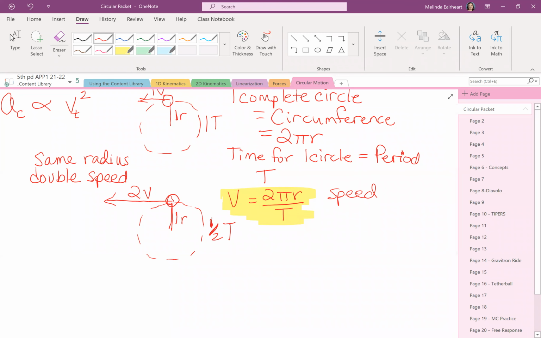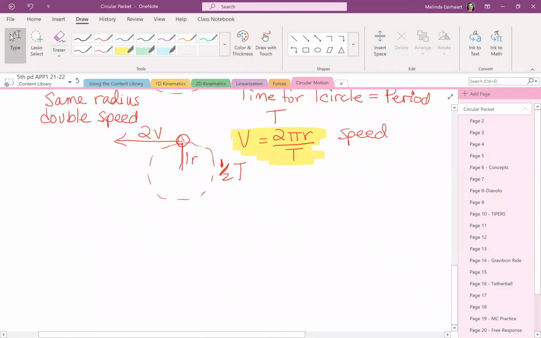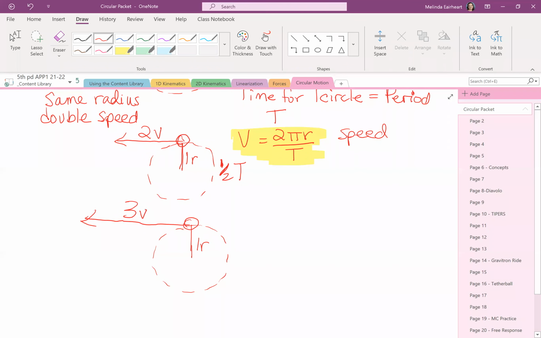Okay, hold that thought. Let's triple the original speed. Same radius, and so still 1r. Maybe now we triple the speed. What period would it take to make that one complete circle? 1/3 t. Okay, and so how is this going to get us the v squared? Well, let's take a look.